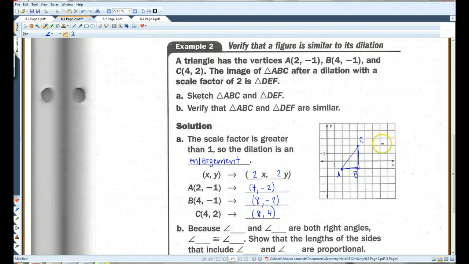Okay, so let's graph this. (4, -2) is here. I'm going to call this A prime. (8, -2): 3, 4, 5, 6, 7, 8. It's B prime. And (8, 4): 1, 2, 3, 4. Here's C prime. So here is our image after the enlargement. Sorry, the lines are kind of crooked. Now we need to verify that these two triangles are similar.